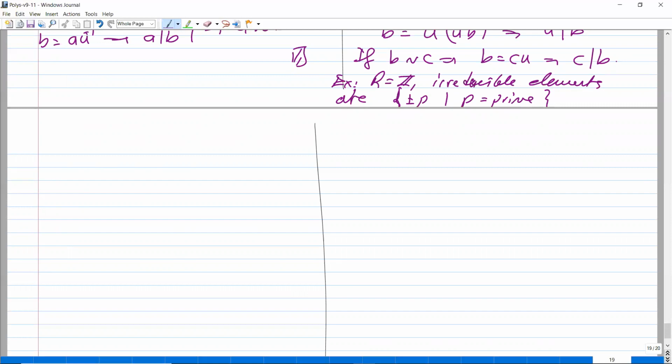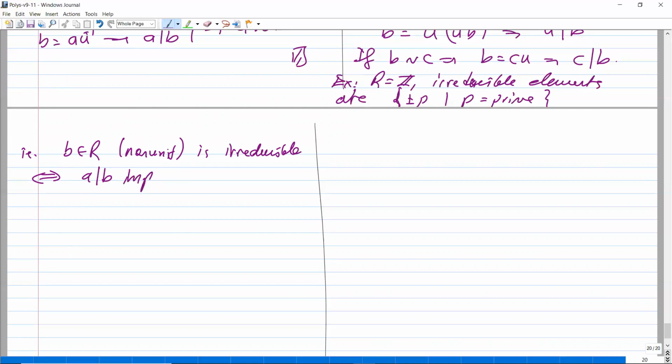Okay, next. So let B in R, which is a non-unit element, be irreducible if and only if A divides B implies, explicitly, that A is a unit or A is associated to B.